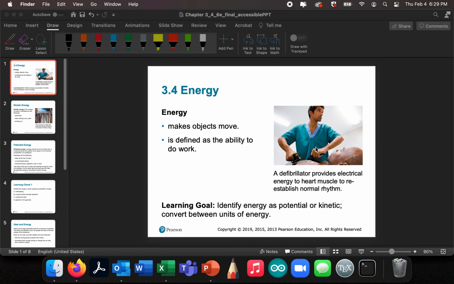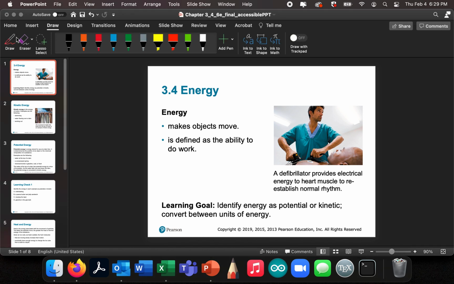Okay, so we're getting into something interesting here. Now we're going to talk about energy. And energy is important to a chemist or a physicist because, first of all, it's defined as the ability to do work. But a chemist is more interested in it because it helps us determine if a reaction has happened and what reaction has happened. Okay, so more broadly, it's defined as something that makes objects move. Okay, it's the ability to do work.